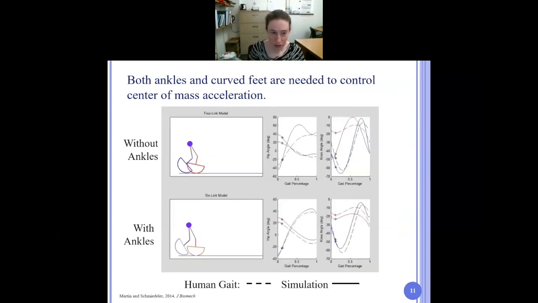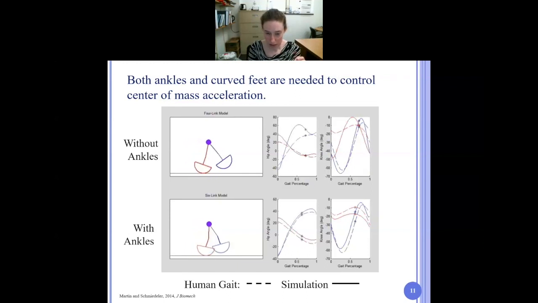All right, so now the question is: is this circular foot enough to capture the whole function of the human foot and ankle complex, or do we also need ankle joints to help control the ground reaction forces? So in order to test this, I created two models. I created a full-length model without ankles, and that is shown in the top row of this video. And then I created a 6-link model with ankles, and that's shown in this bottom row.